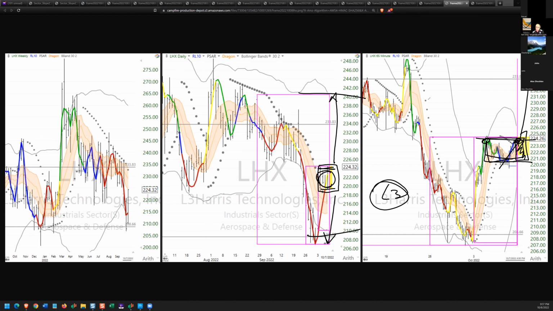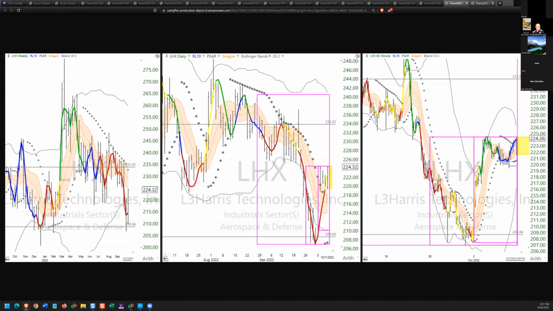So if this does break out, you think it can get to here. It has to get above 234 for me to want to put a second position on. I like it in either direction, though. But I would prefer the upside.